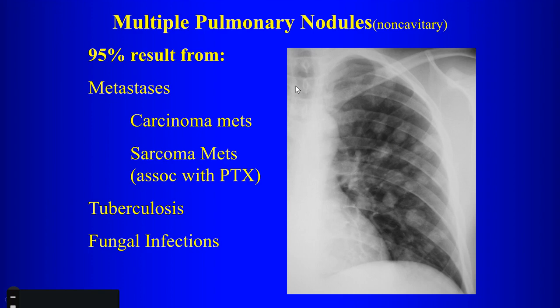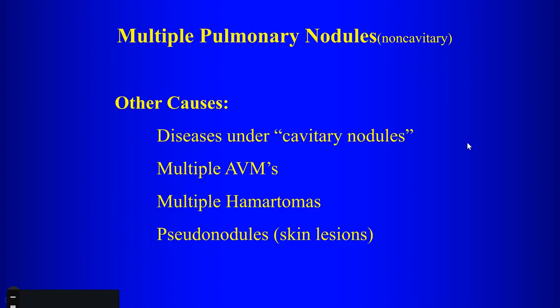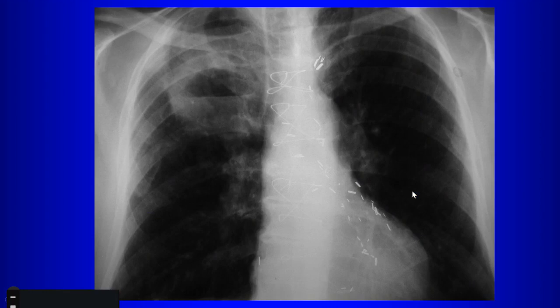So multiple pulmonary nodules, especially if they're non-cavitary, most common cause is metastatic disease, of course. We can have carcinoma mets, sarcoma mets, as we've discussed, can be associated with pneumothorax, but other things can also give you nodules like tuberculosis, fungal infections, so that sometimes can also give you bilateral lung nodules. Then there are other more unusual diseases that might also give you lung nodules or look like lung nodules, like pseudonodules or skin lesions.